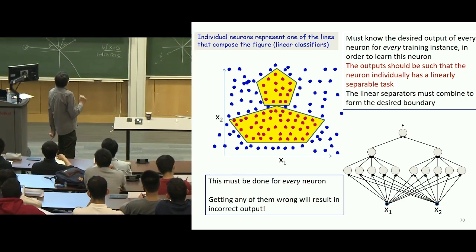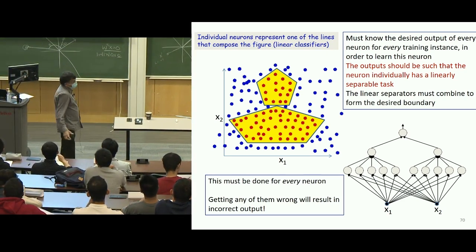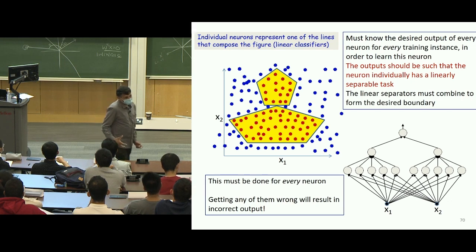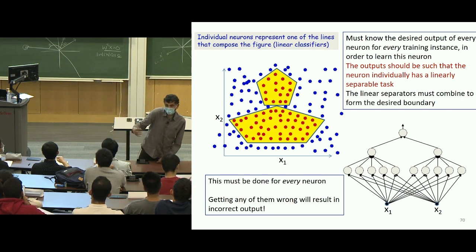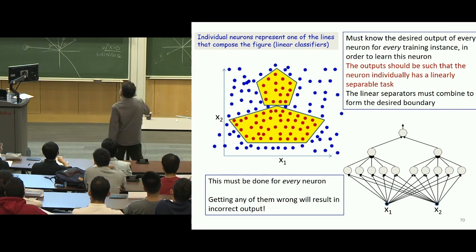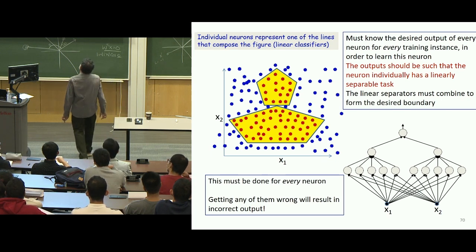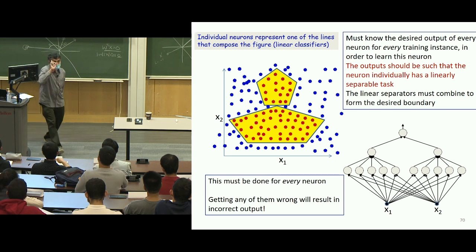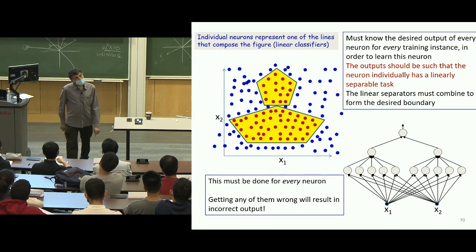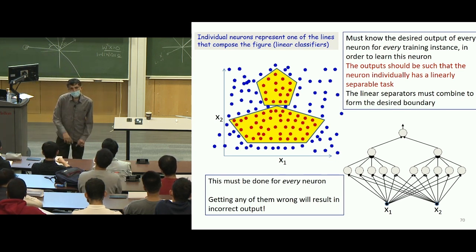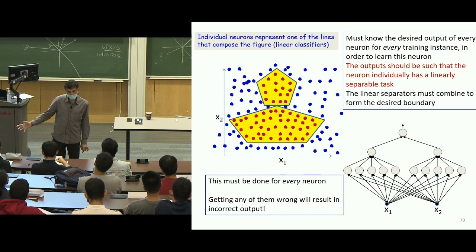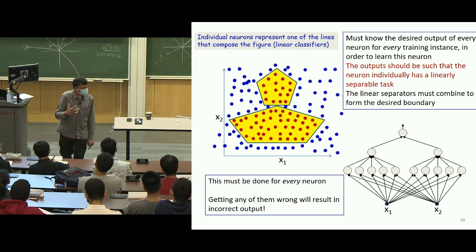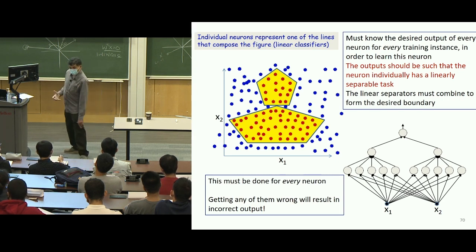And so here is the problem, in summary: we must know the desired output for every neuron, for every training instance, in order to learn the neuron. And the outputs of the neurons must be such that they together give you the right decision boundary. This, meaning the linear separators, must combine to form the desired boundary. And if you get the relabeling wrong for just one neuron, your entire decision boundary is corrupted, right? Which means that there's no shortcut. There is no shortcut, right? So this is not going to work.